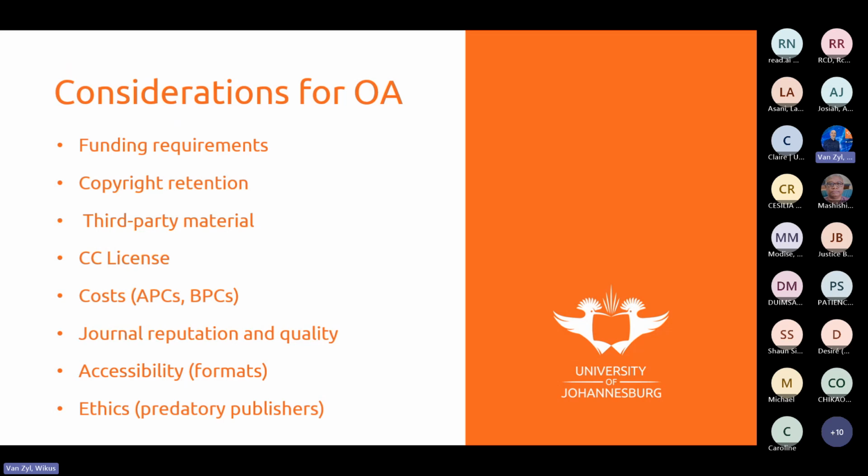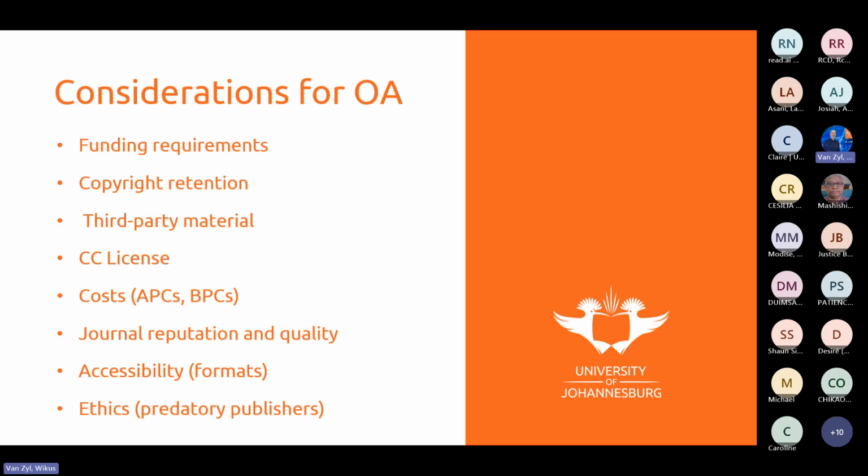Then considerations when you publish open access. Firstly, funding requirements. Make sure what the article processing charge or book processing charge is that the publisher will require for making your book open access. Usually they state it on their site, or alternatively, they can provide a cost estimate to say for this book, it will cost X to make it available open access, just so that you're sure that you can raise that funding before getting into the publication process.